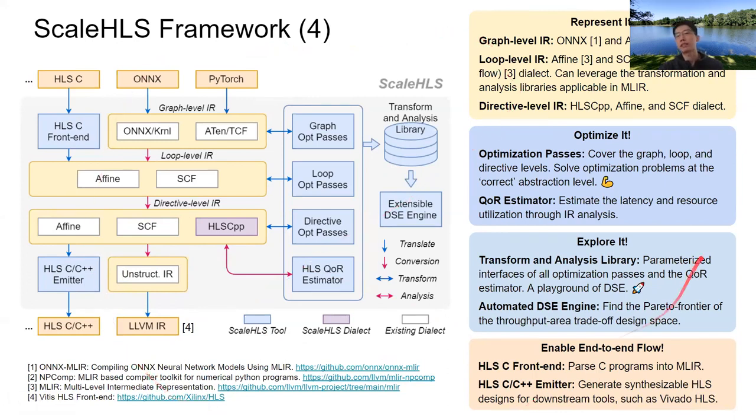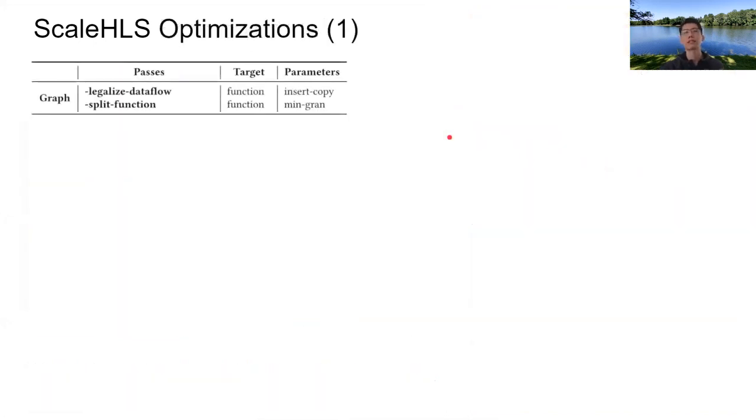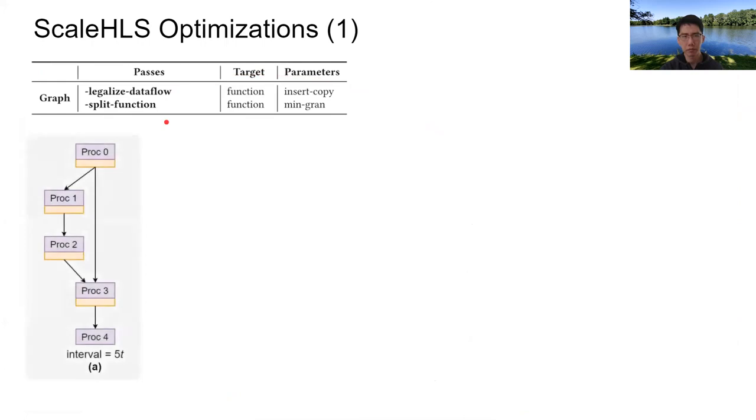All right, so this is the overview of the ScaleHLS framework. Then I will introduce the optimizations happening in ScaleHLS. First, let's talk about the graph level optimizations. We are providing two graph level optimization processes here. We call it legalized data flow and split function. And this is a running example. It is a computation graph with 5 procedures.